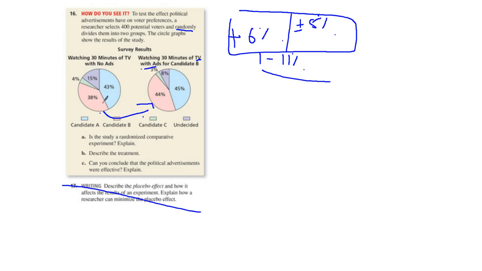Candidate B, increase in 6%, and the undecided decrease in 7%. Right, so the undecided decrease in 7%. If I put plus or minus 5%, which is the margin of error, or the estimated, it'll be minus 2 to 12%. So there's definitely a decrease in the amount of undecided and an increase in the amount of candidate B.